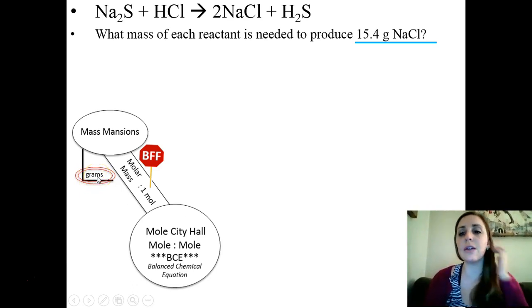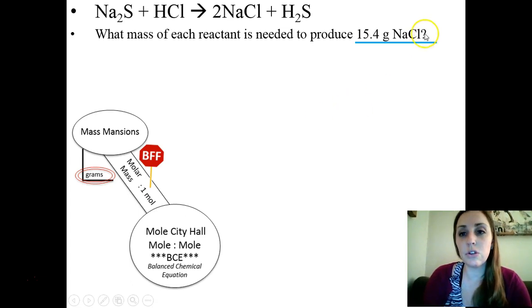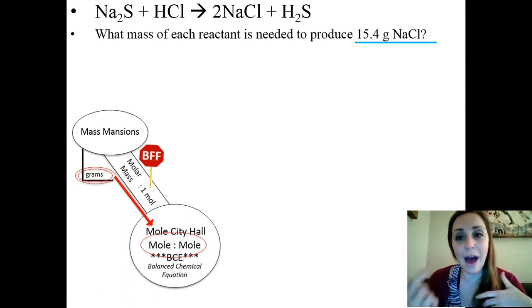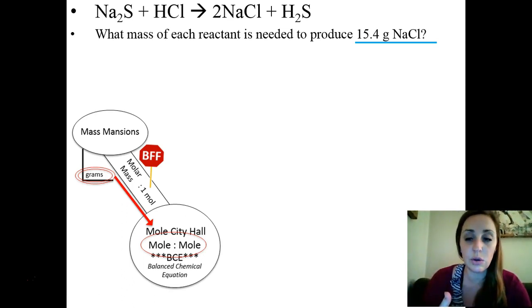Well, if you notice, you're not talking about the same thing. You're not starting with sodium chloride and ending with sodium chloride in your math. You're starting with sodium chloride, but you're trying to convert that to sodium sulfide and hydrochloric acid. So you have to use a mole to mole conversion to change your substance. You're going to have to go here to Mole City Hall, use a mole to mole conversion, change it up, so get out of sodium chloride and get to sodium sulfide.